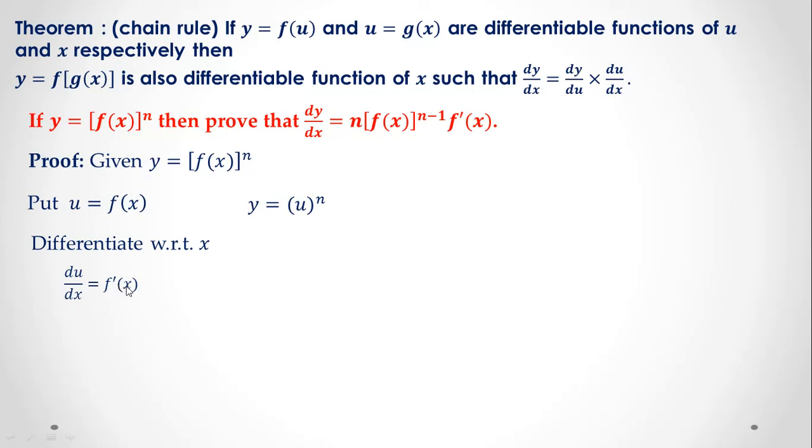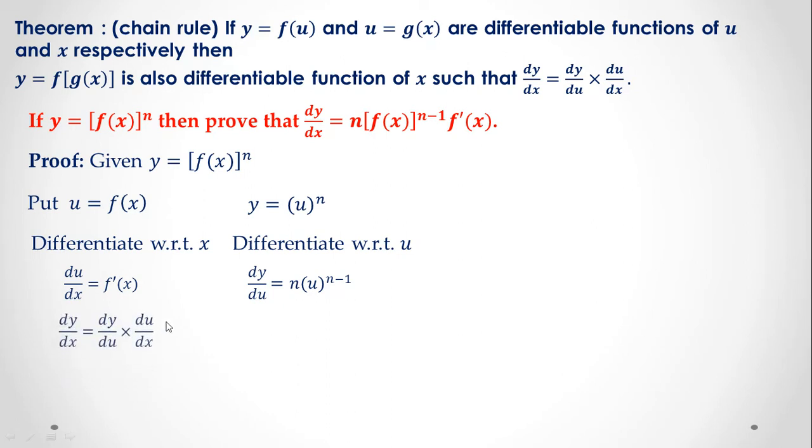Okay, now here y is a function of u, so take the derivative of y with respect to u. So differentiate with respect to u, and hence we get dy by du is equal to, now you know the rule, we get n into u raised to n minus 1. Here u is a variable, so n into u raised to n minus 1. Hence we get du by dx and dy by du.